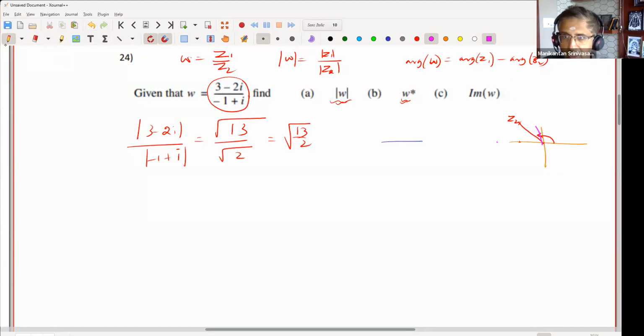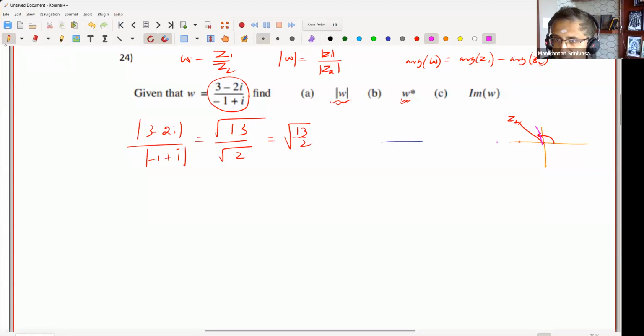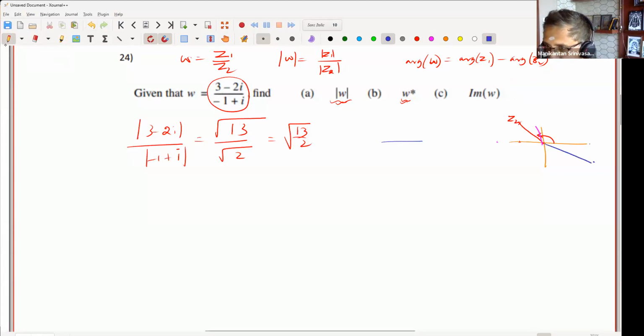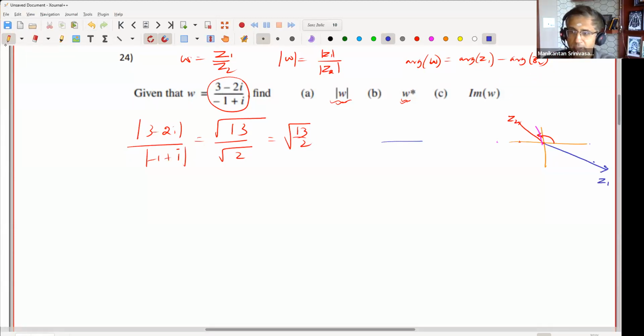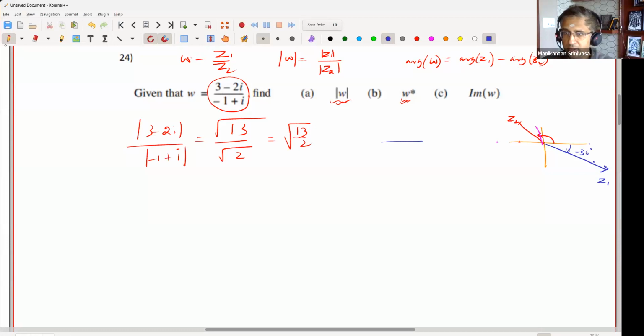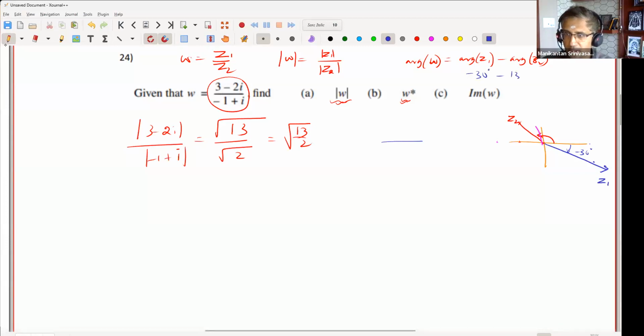So Z2 is here. 3 comma minus 2 would be somewhere here. So this will be Z1, the numerator. So the argument will be something like, I don't know, minus 30 degrees maybe. I'm just making up some number. So this will be minus 30 degrees, not 30 exactly. Let's say 32, just so that you guys are not wrongly assuming.